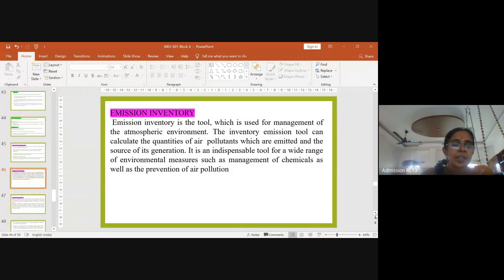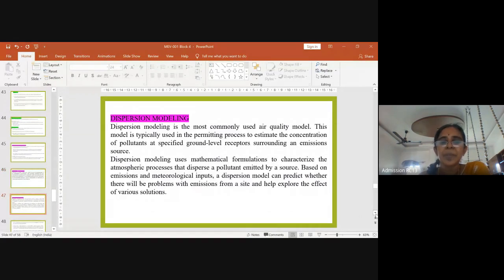Next one is emission inventory. This is another tool which is used for the management of the atmospheric environment. An emission inventory tool calculates the quantity of air pollutants which are emitted and the source of their generation. It is one of the most indispensable tools for a wide range of environmental measures such as management of chemicals as well as the prevention of air pollution.